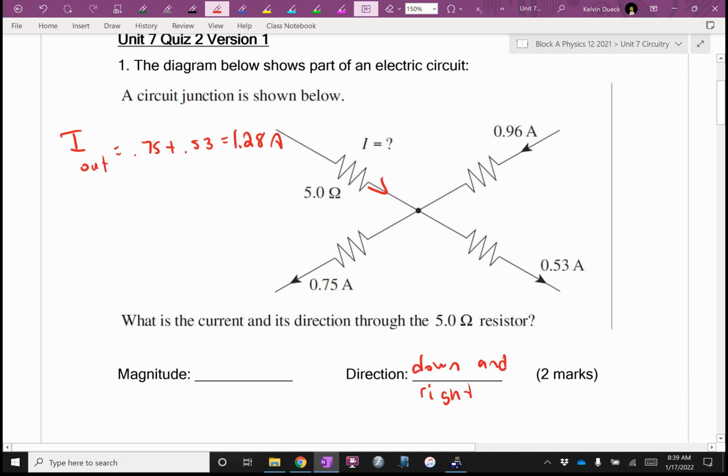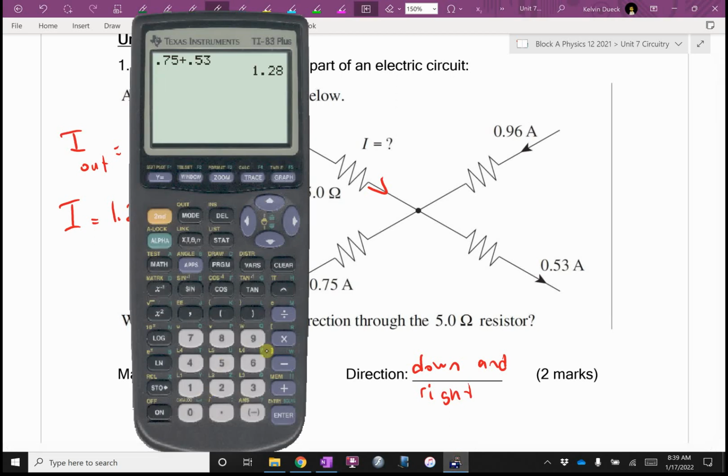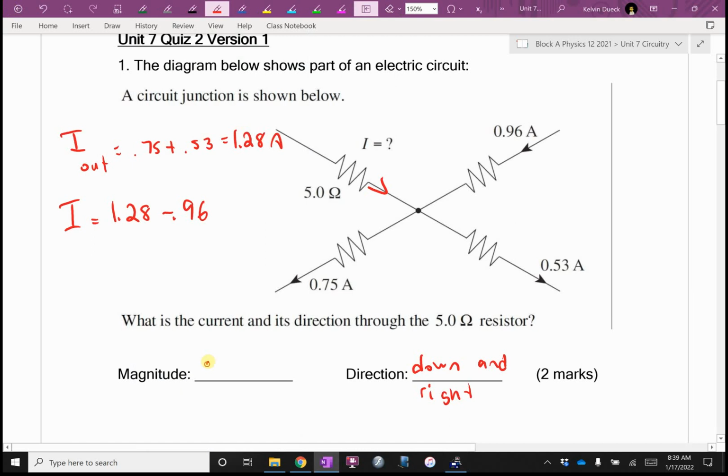And what's the magnitude? I guess the magnitude is going to be 1.28 minus 0.96, which is going to be 0.32. It's a quiz, so I'll do it on a calculator just in case. 0.32 amps. So 1 mark for each of those. That's Kirchhoff's law for current. Current in has to equal current out at any junction.